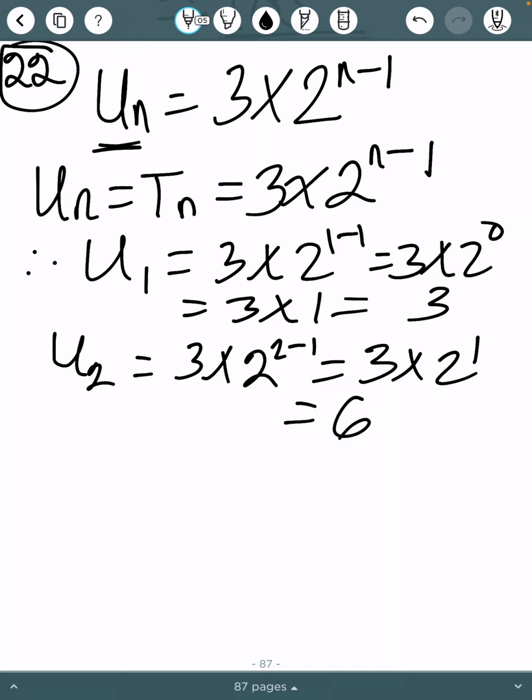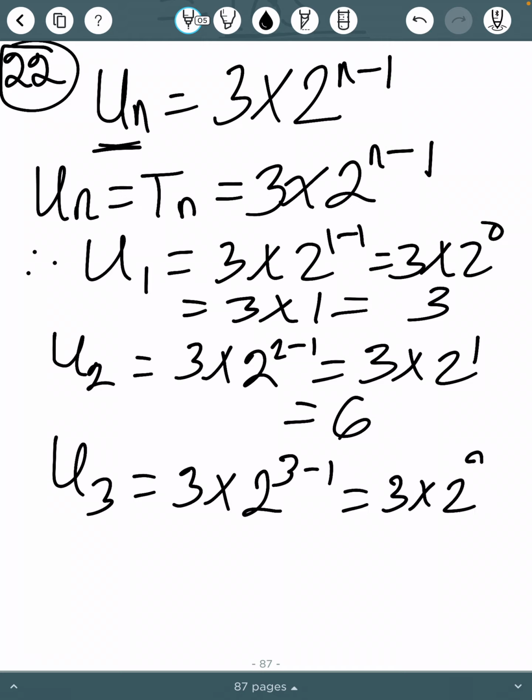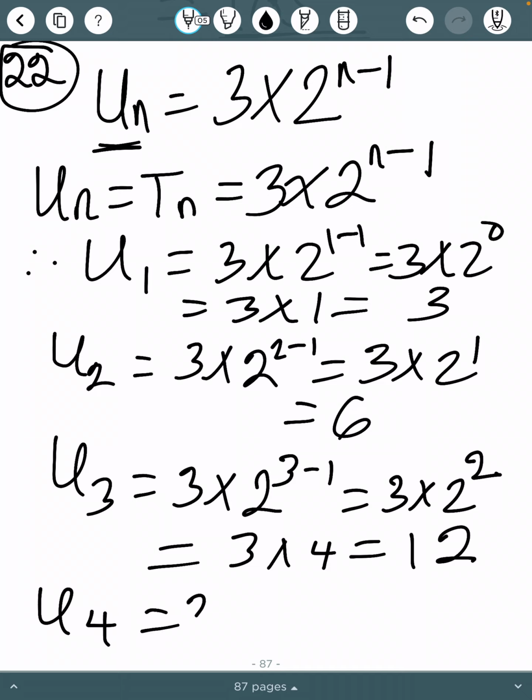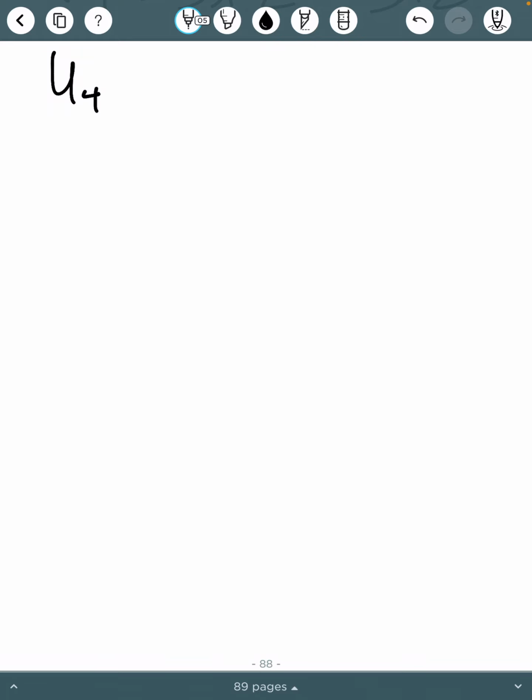give us 6. Now also the third term u3 will be 3 times 2 raised to power 3 minus 1, which will give us 3 times 2 raised to power 2, which will give us what? 3 times 4, which will give us 12. And u4 will be equal to 3 times 2 raised to power 4 minus 1, which will give us 3 times 2 raised to power 3. 4 minus 1 is 3, which will give us u4 is 3 times 8, which will give us 24.